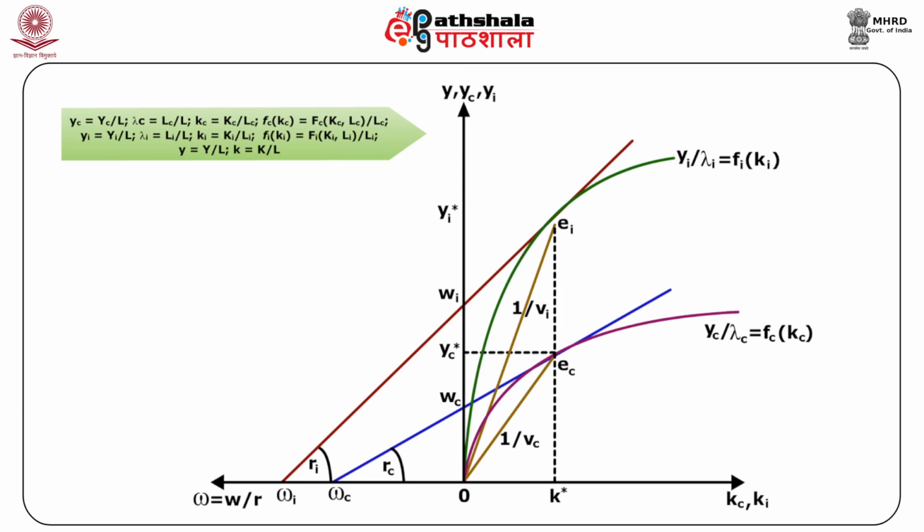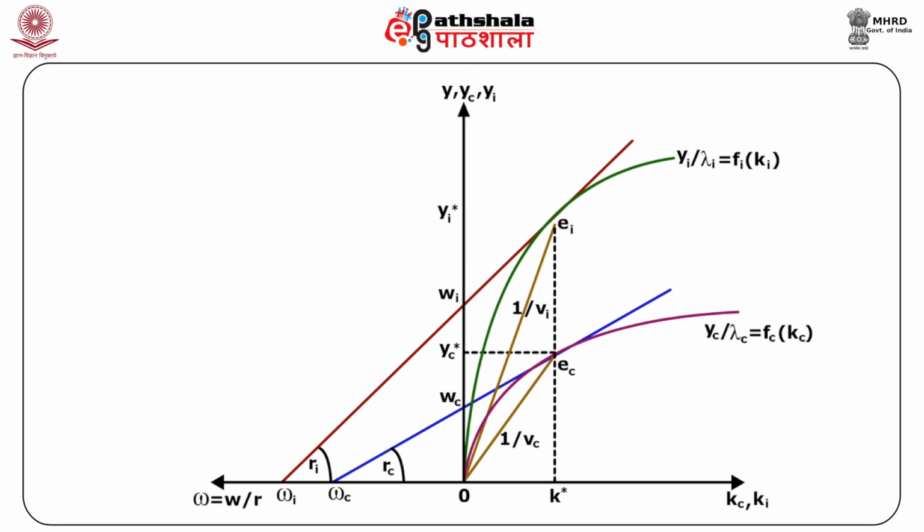Small yi is equal to capital Yi divided by L. Lambda i is equal to capital Li upon L. Small ki is equal to capital Ki upon Li. Fi of ki is equal to Fi, which is a function of Ki and Li divided by Li, and small y is equal to capital Y upon L. Small k is equal to capital K upon L.